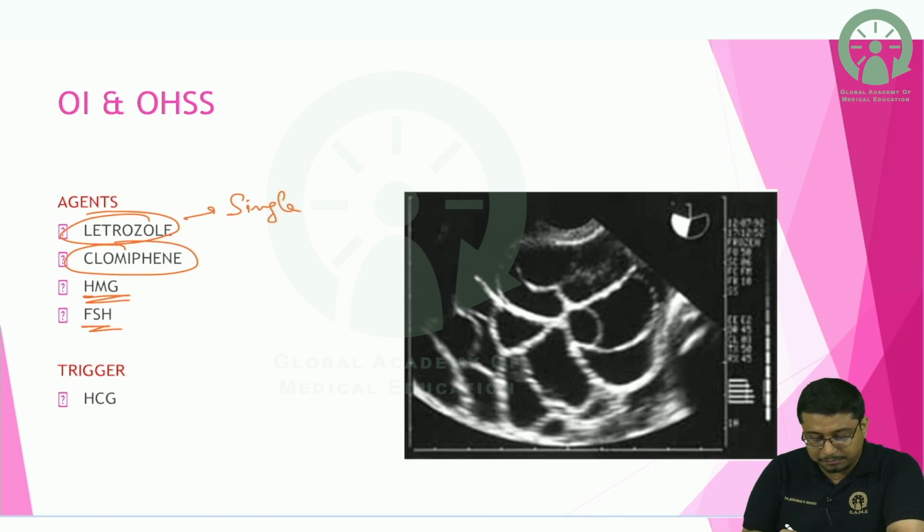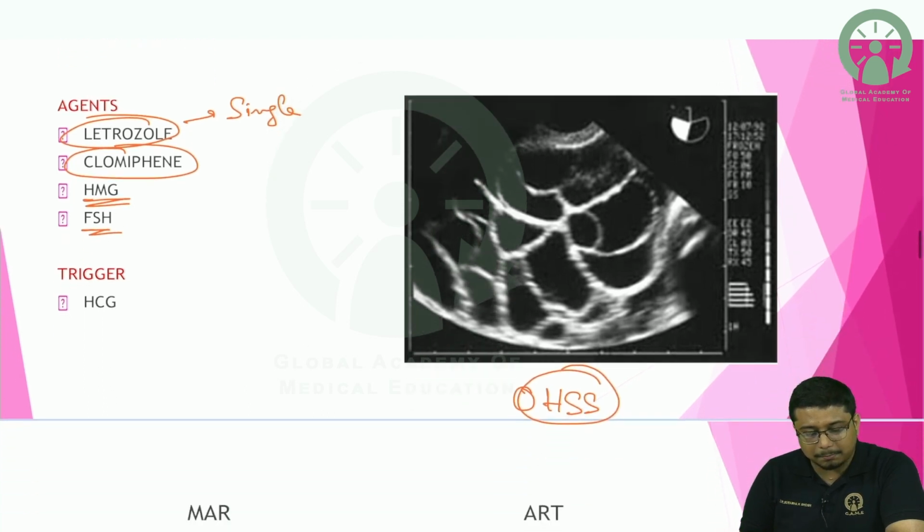So if somebody gives you this image, you know this is OHSS, but you should understand the proper history should be there, otherwise it can be a mucinous cystadenocarcinoma of the ovary as well.